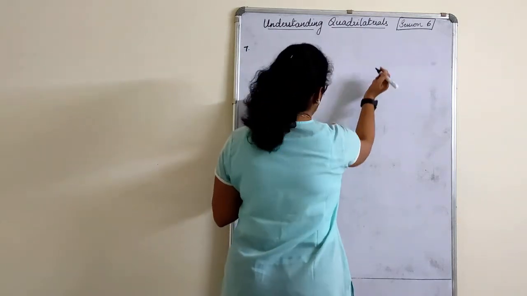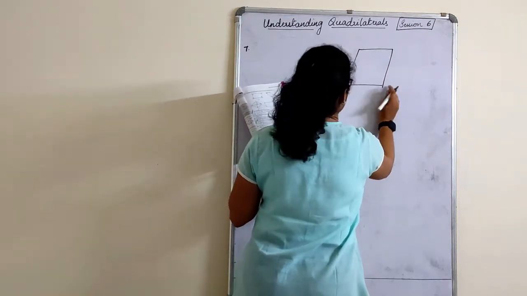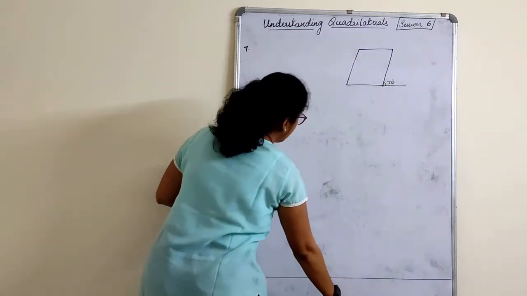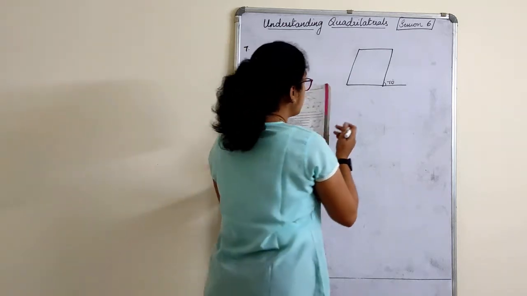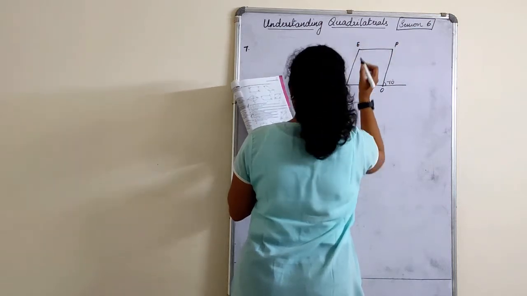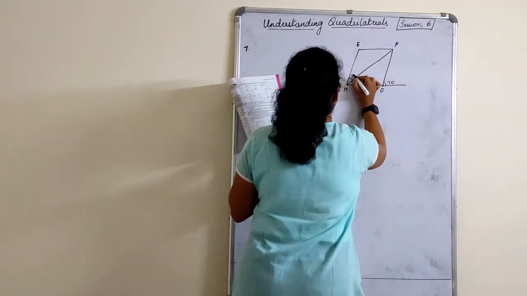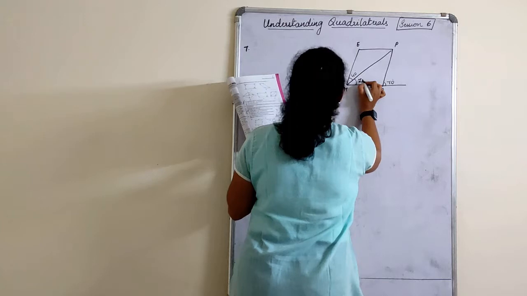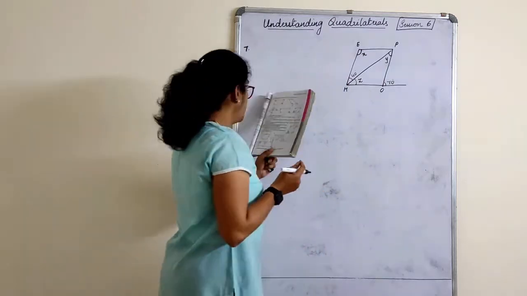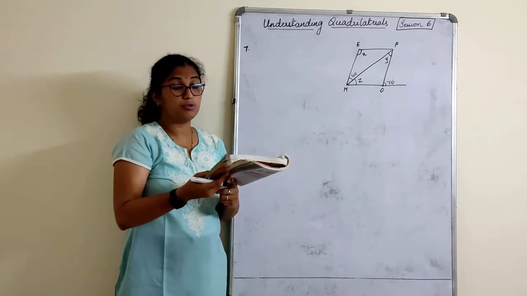HOPE is a parallelogram. The diagram is always to your right-hand side. Let's mark what they have given. This is 70 degree. There is a diagonal, so 40 degree, and this is Z which we have to find. This is Y and this is X. Find the angle measures X, Y, Z. State the property you use to find them.